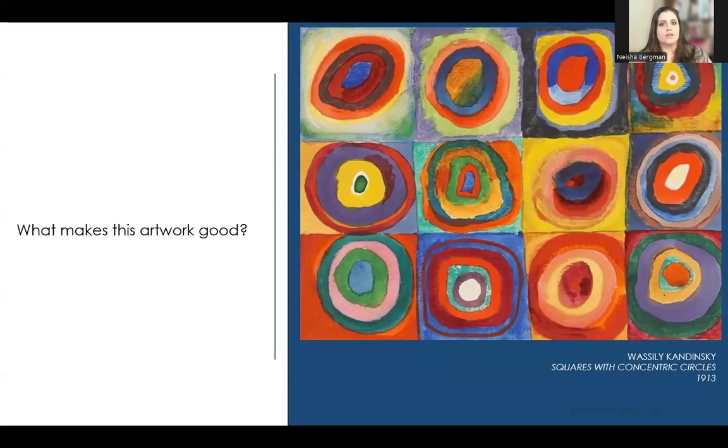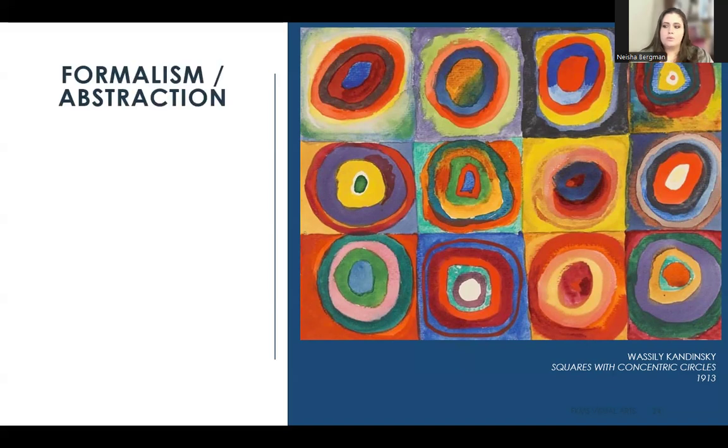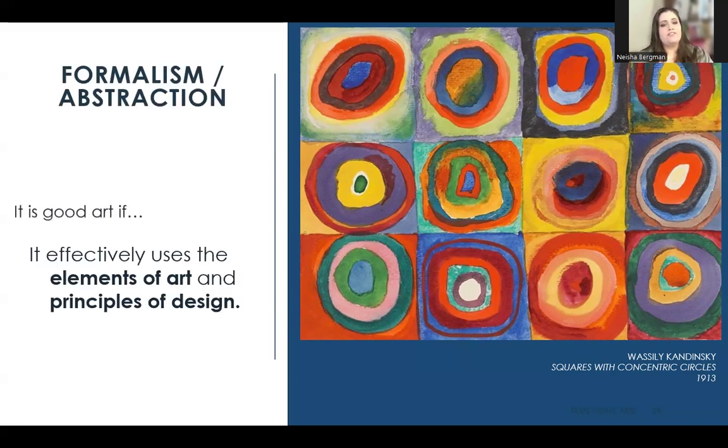What makes this artwork good? This is Squares with Concentric Circles by Wassily Kandinsky. He's really good at naming artwork. By all means, look at Mr. Kandinsky's titles as we move forward. But what makes this good? So this is formalism and abstraction. So what makes this artwork good is if it effectively uses the elements of art and principles of design.